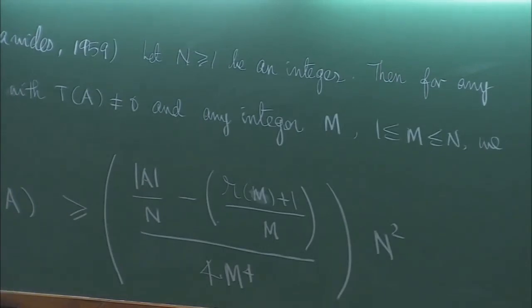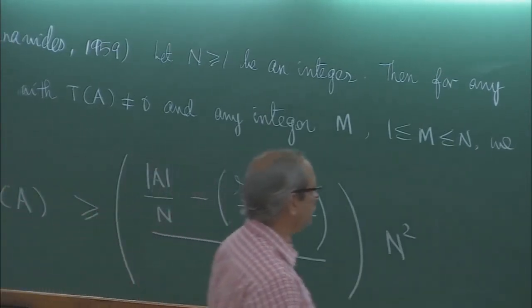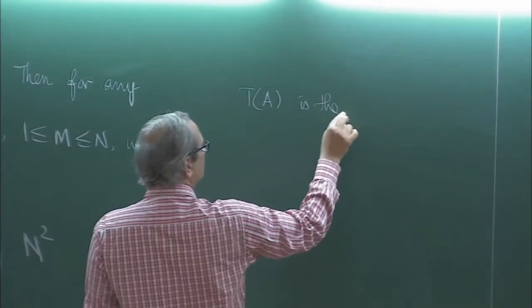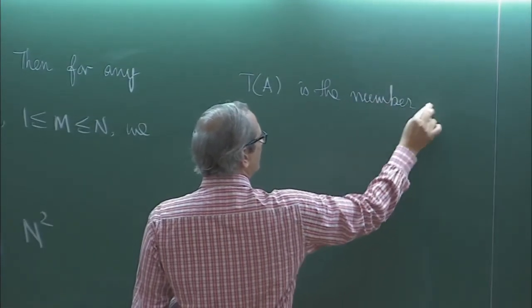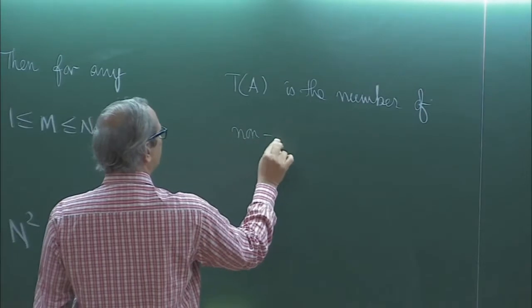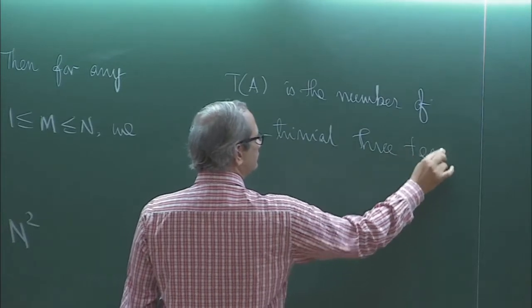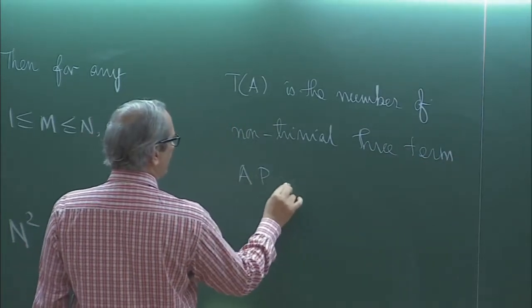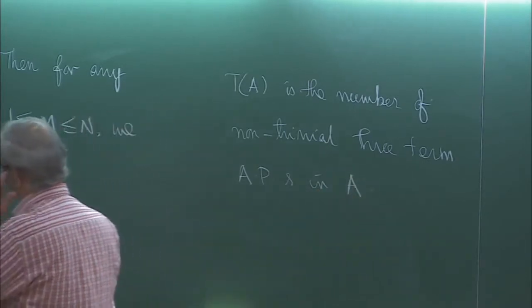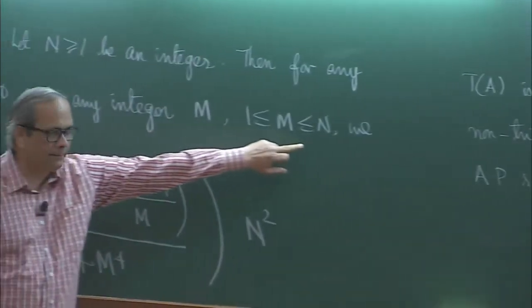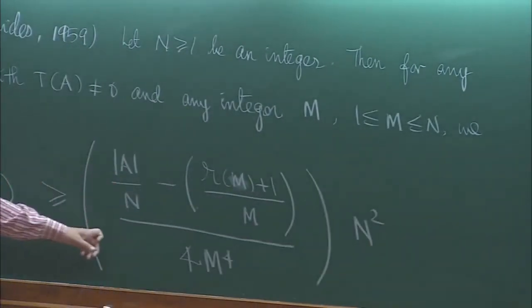Okay. So, for any m between 1 and n, if A has at least one non-trivial 3-term AP, so Ta, I recall, is the number of non-trivial 3-term APs in A. So, if A has at least one non-trivial 3-term AP, then for any integer m between 1 and n, you have such an inequality.